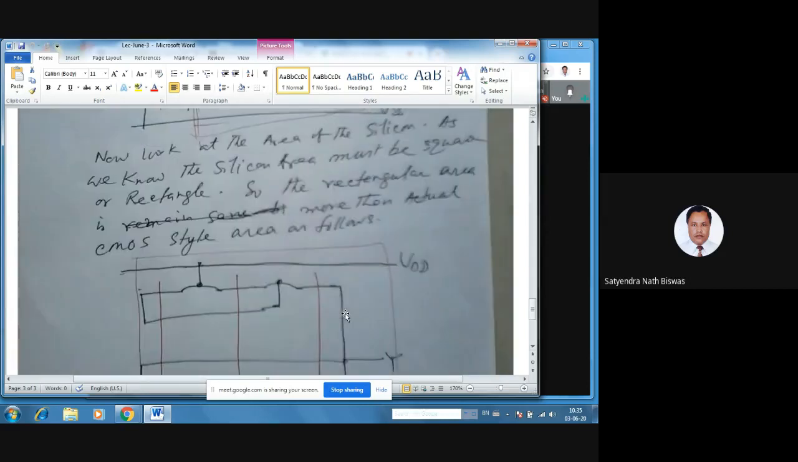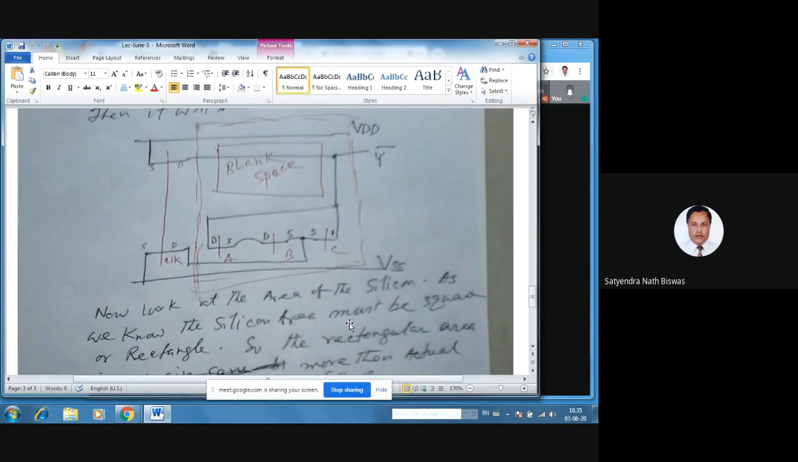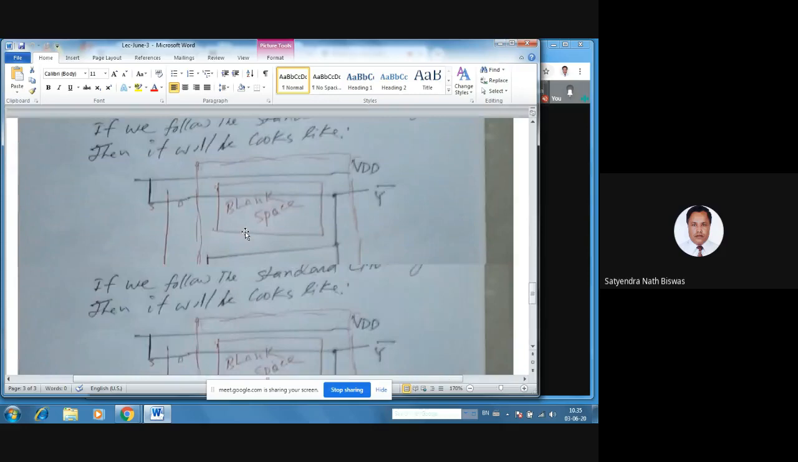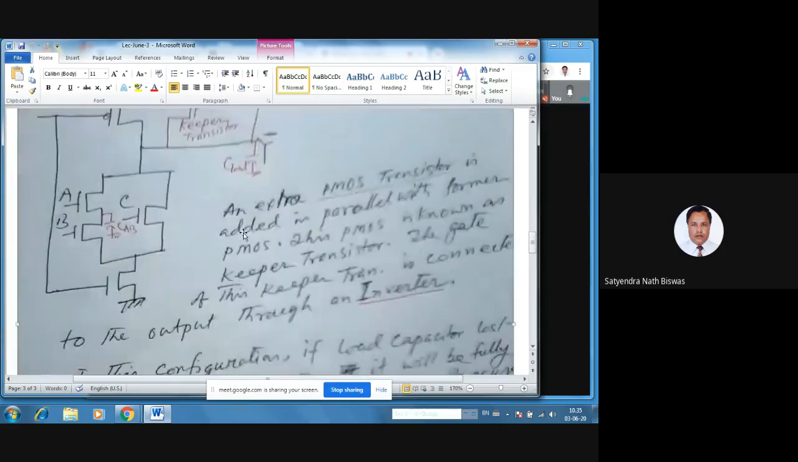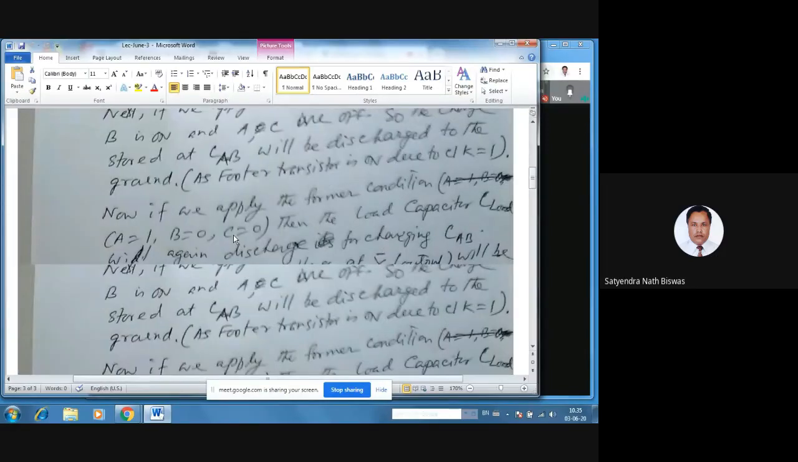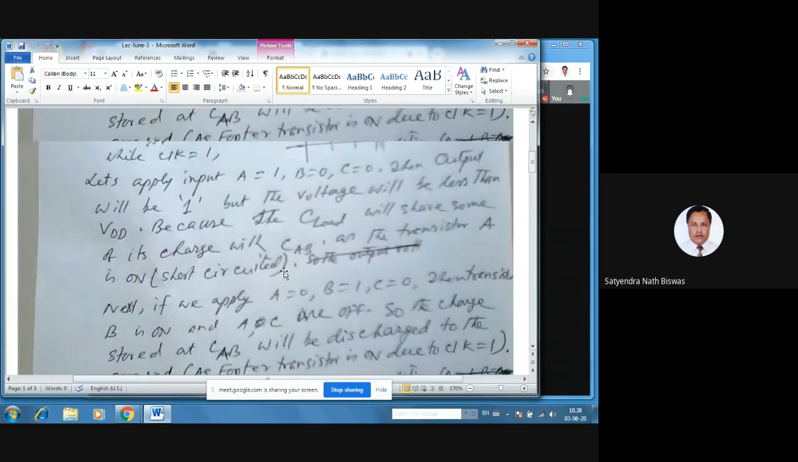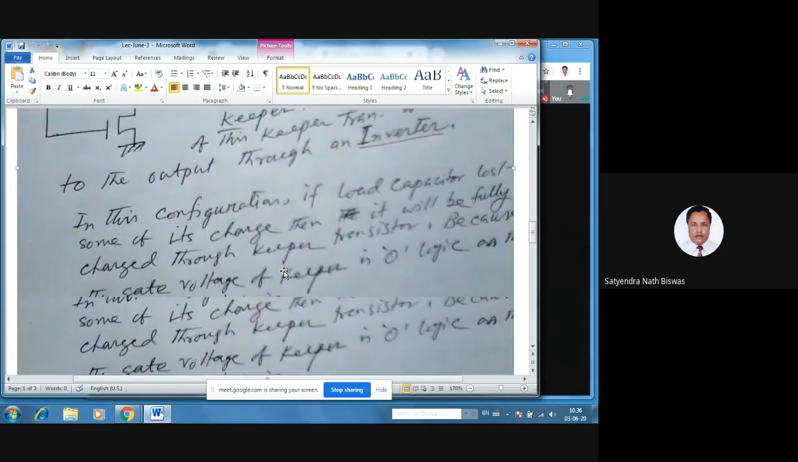And now if we use this same style and design the CMOS stick diagram for this dynamic logic circuit, you see here, this is the original one. In here, 1 PMOS and 1 NMOS are connected as a clock, and 3 NMOS are here. So now look at here. How do you design this?